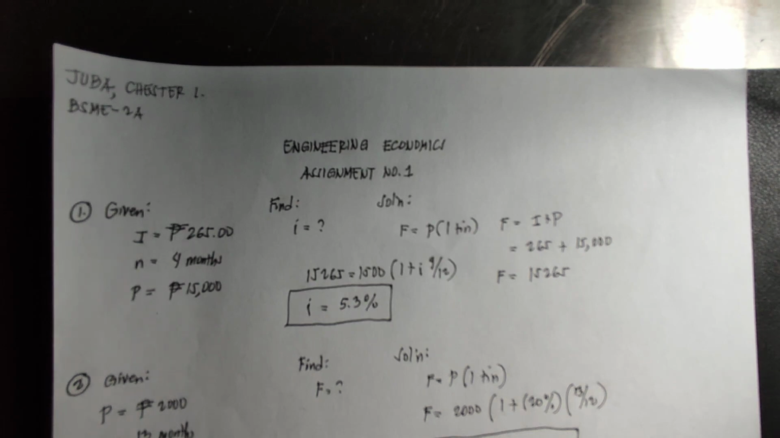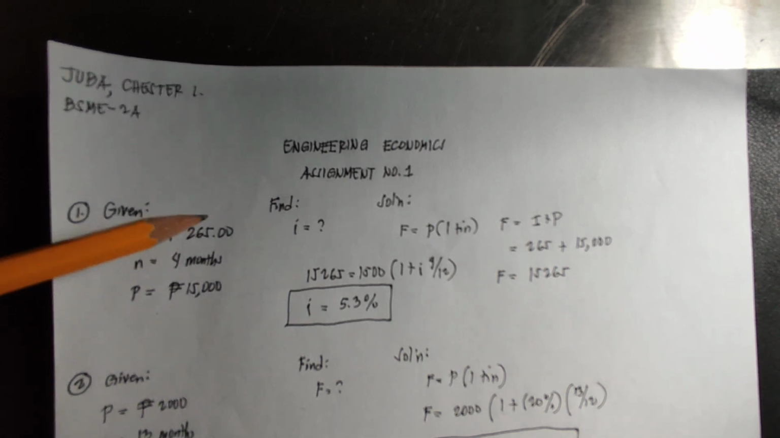So our solution is the future amount is equal to principal times the quantity of 1 plus interest rate times year. So as you can see, this is F is equal to P times the quantity of 1 plus in. So before that, we must find the future amount. To find the future amount, we will add the interest plus the capital. So the interest is 265 pesos plus 15,000 pesos, and we will get 15,265 pesos.